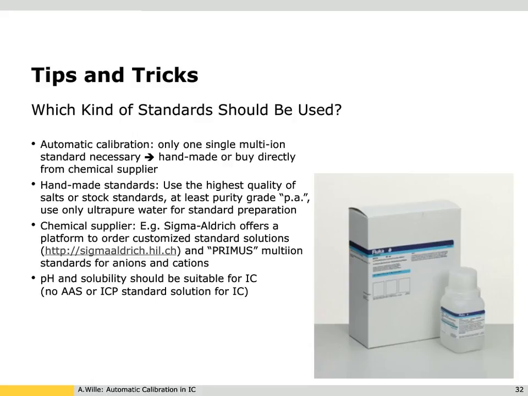On the other hand, you can buy such stock standards. For example, Sigma Aldrich offers a platform where you can order customized standard solutions or use the Primus standard, that are premixed multi-ion standard solutions for anions or cations. Be careful in ion chromatography with the pH and the solubility of the standards. That must be suitable for IC. For example, don't use AAS or ICP standard solutions. They are quite often in 1 molar HNO3, and that is too acidic for ion chromatography.